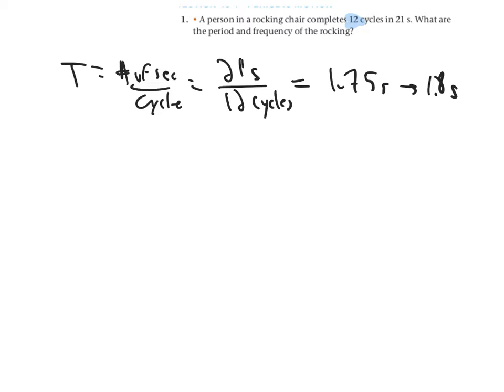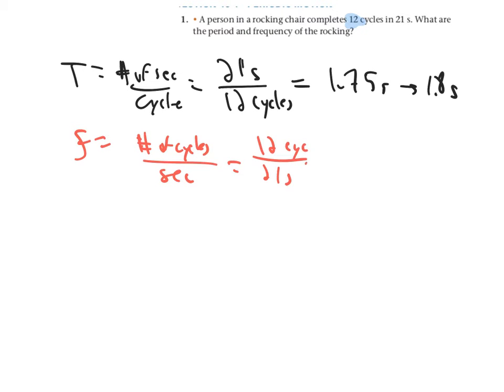And then part B, it's not really part B, but the second part of this says the frequency, and I can get that two ways. I can say it's the number of cycles in each second, which would be 12 cycles per 21 seconds, which is 0.5714 hertz, but really 0.57 hertz because 2 sig figs.